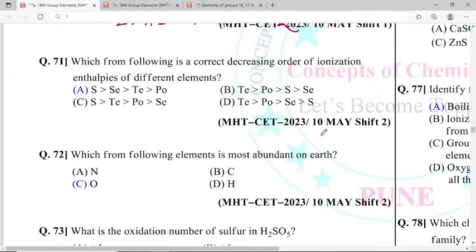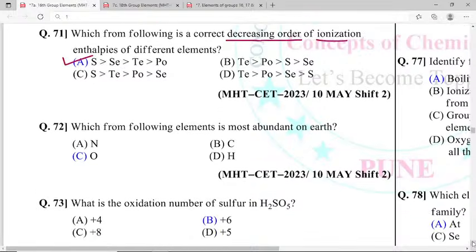Which of the following is the correct decreasing order of ionization enthalpies? Oxygen, sulfur, selenium, tellurium, polonium. Top to bottom, the value decreases because atomic size increases. The ionization enthalpy of oxygen is highest among these, then sulfur, selenium, tellurium, polonium.